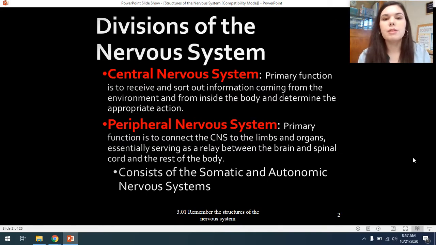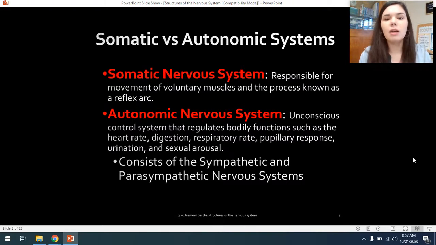Your peripheral nervous system then breaks into two other components, your somatic and your autonomic nervous systems. Your somatic nervous system is responsible for movement of voluntary muscles and the process of the reflex arc. So that example of me saying this is hot, I need to move my hand away, that's a reflex. That is part of your somatic nervous system.